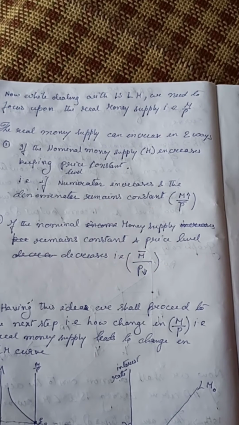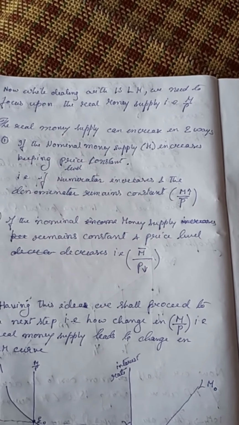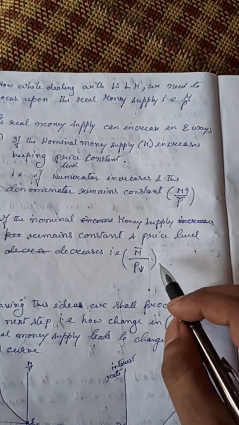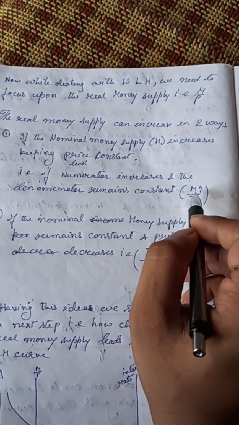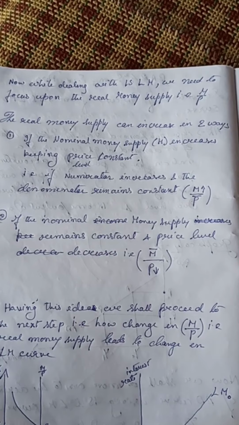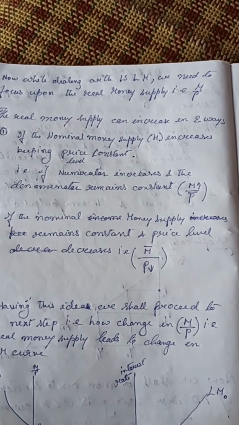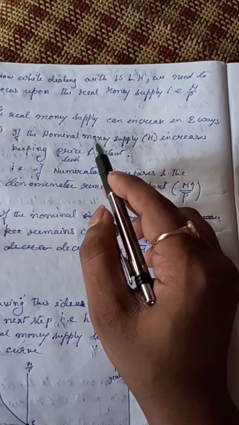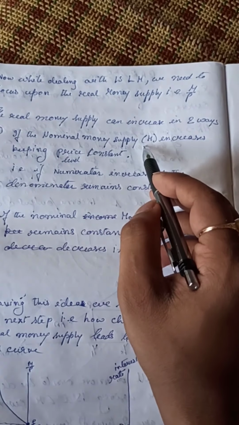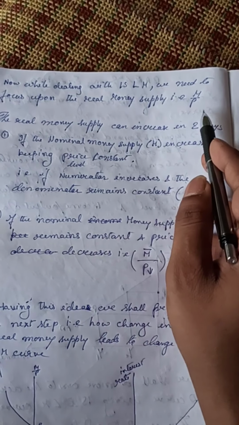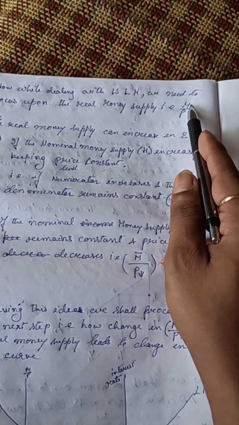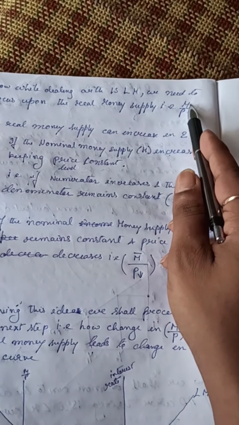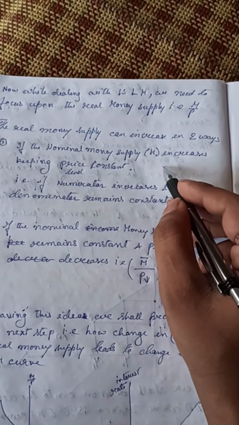Now we have to understand how this real money supply increases or decreases. The real money supply, that is the ratio M by P, can increase or decrease due to two reasons. One is if the nominal money supply, that is M, increases keeping price constant. If we keep the price, that is the denominator, constant, and increase the nominal money supply, then obviously this ratio would increase.